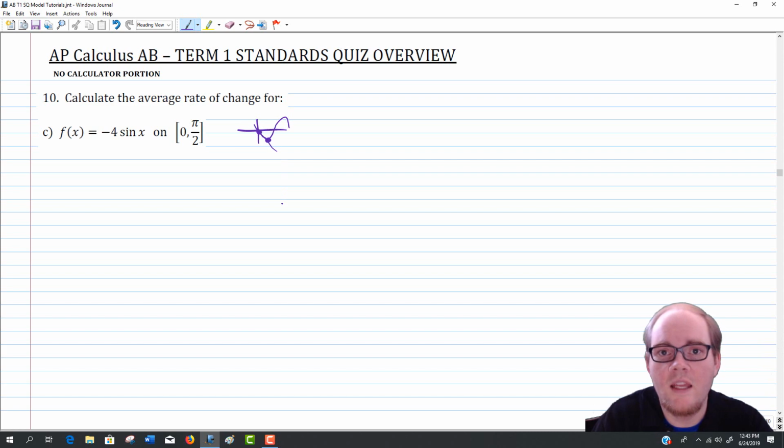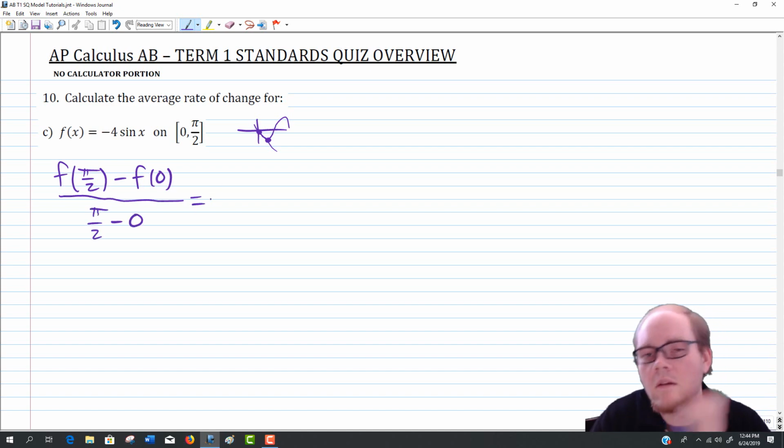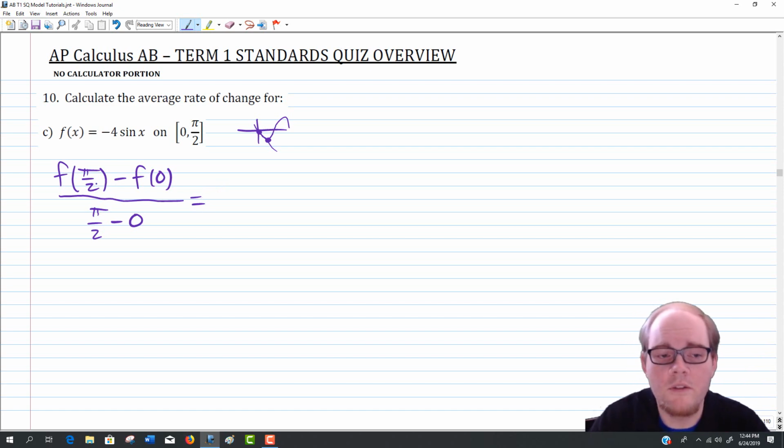So we should be expecting a negative average rate of change, also known as a negative secant slope. So in going through here, we're going to have f of pi over 2 minus f of 0, all divided by pi over 2 minus 0. As a reminder, we've talked about before that you don't have to simplify. This is not a situation where you could accept that as your final answer, though. You do have to evaluate all functions.